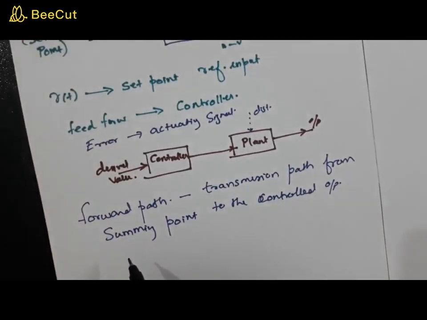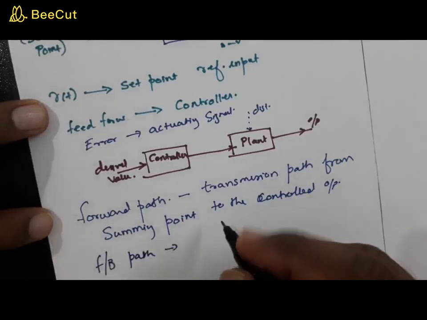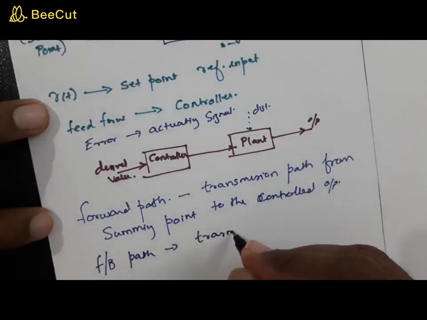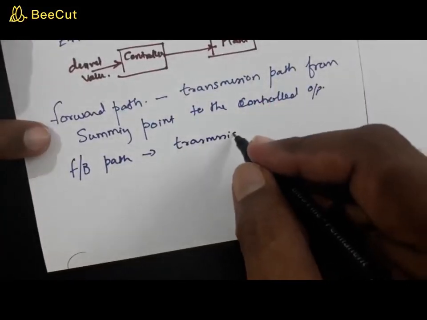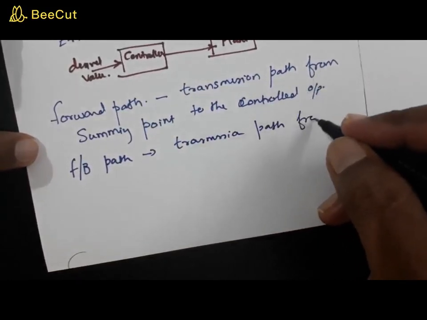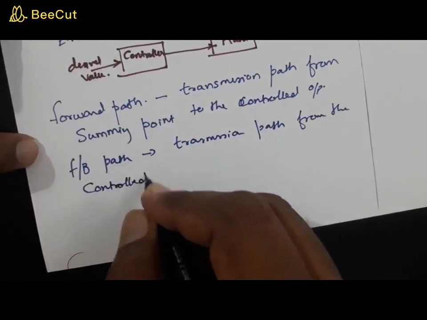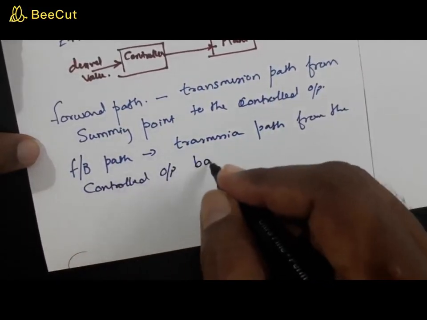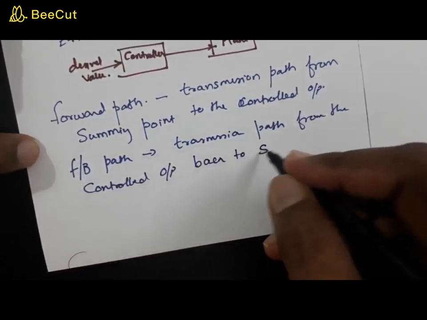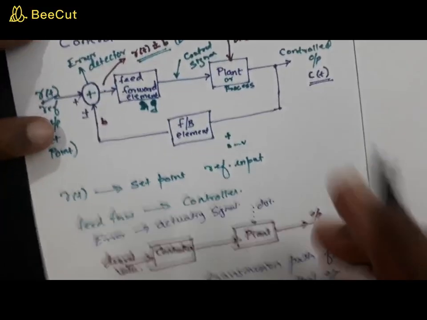Then another term is feedback path. That is also defined as the transmission path from the controlled output back to the summing point. Okay, so you can understand from the figure.